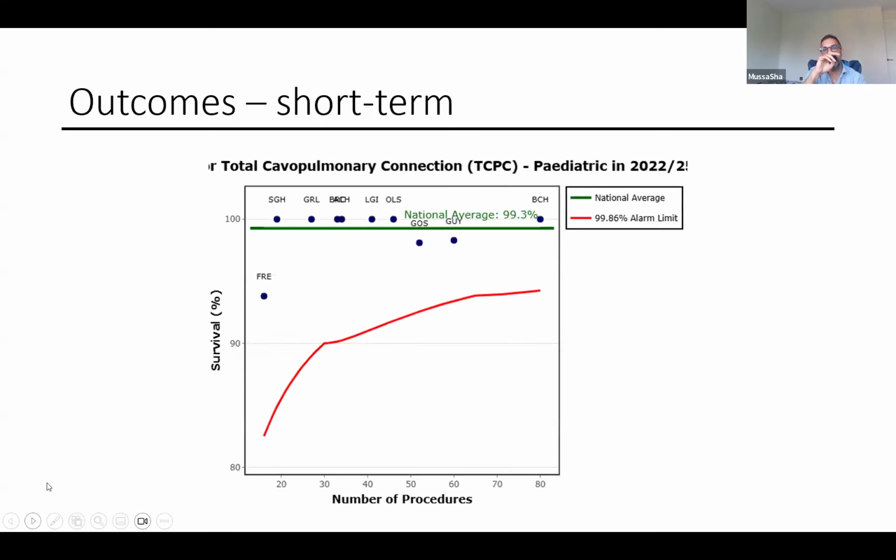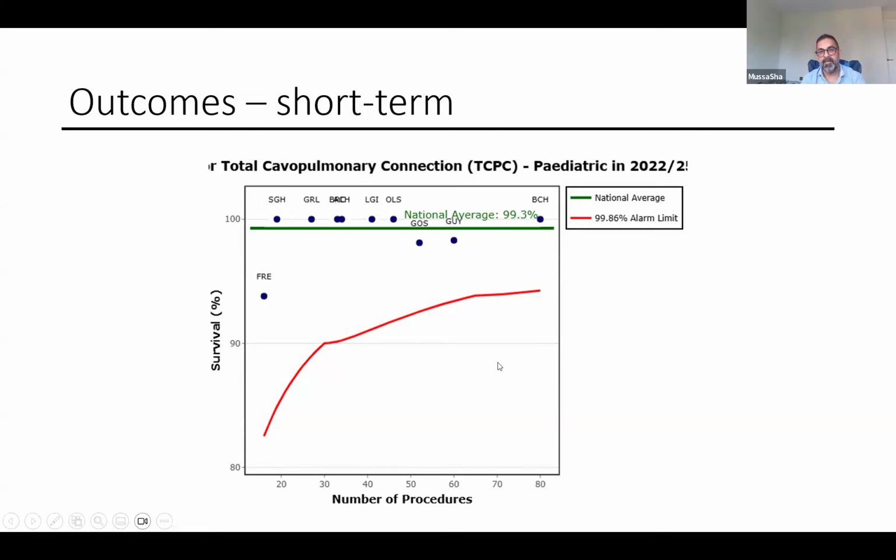Okay, so let's look at the outcomes. This is NICOR data for our UK population based over 3 years from 2022 to 2025. And you'll see that the national average of 30-day survival is absolutely super at 99.3%. There have been only 3 deaths, I think, over the last 3 years.